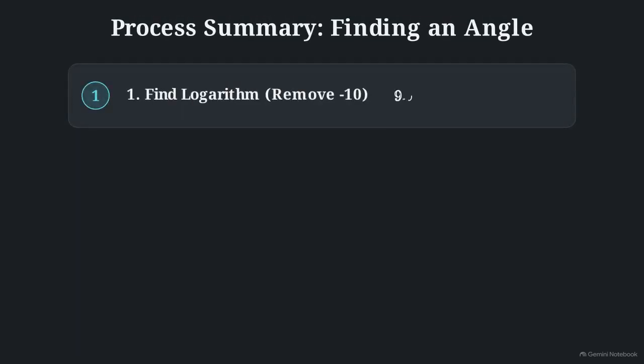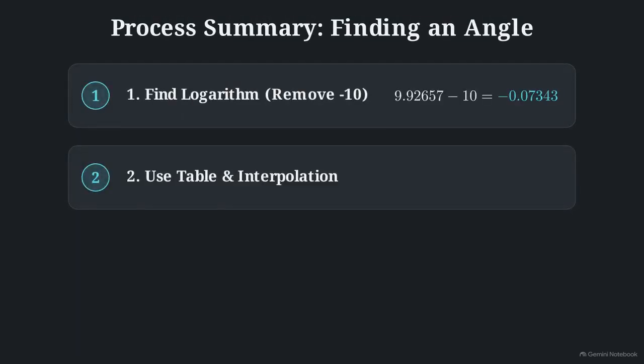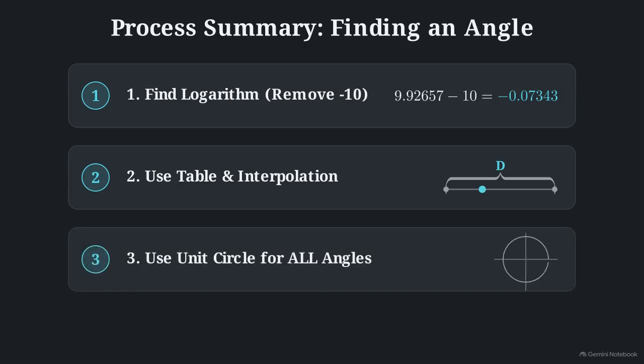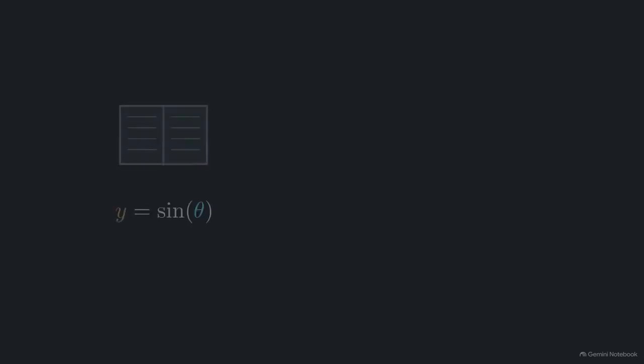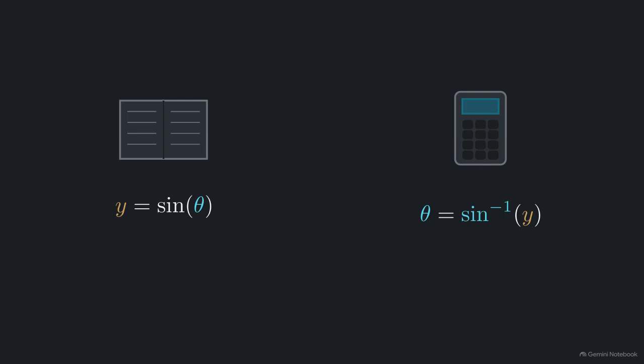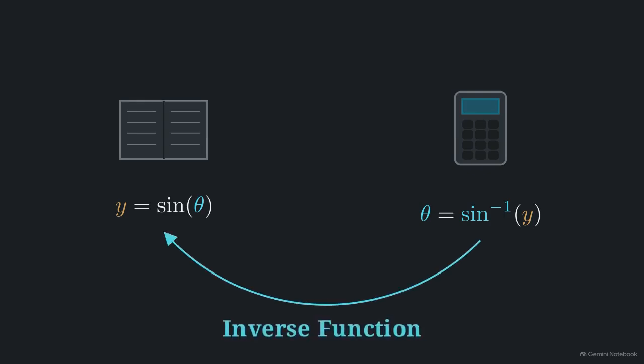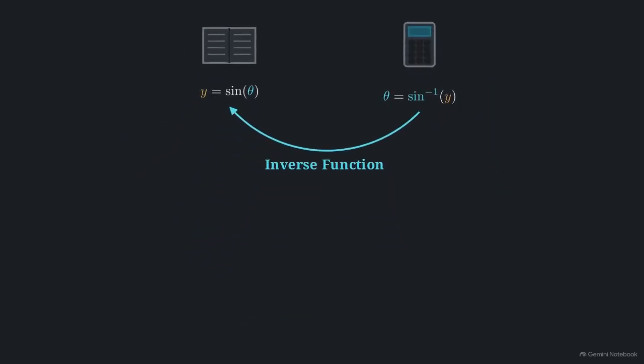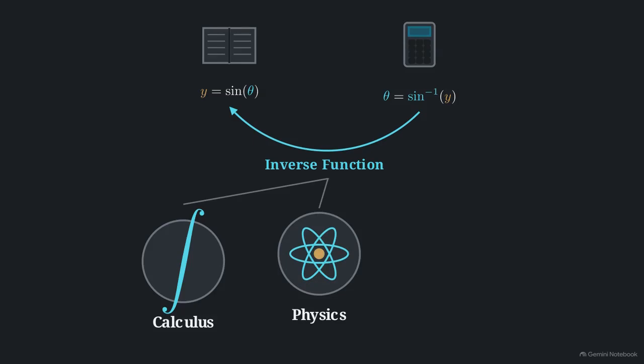Bringing it all together, you first clean up the logarithm, then use the table and interpolation to find the reference point, and finally check the unit circle to map every valid angle. Whether you are paging through a dusty textbook or pressing a button on a modern calculator, working this process backward means you are manually executing an inverse function, and understanding how to invert a function is a skill you will carry straight into calculus, physics, and complex engineering.